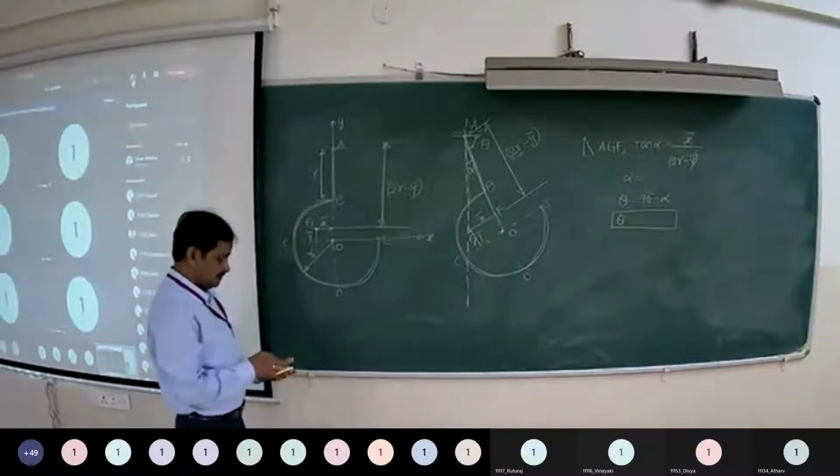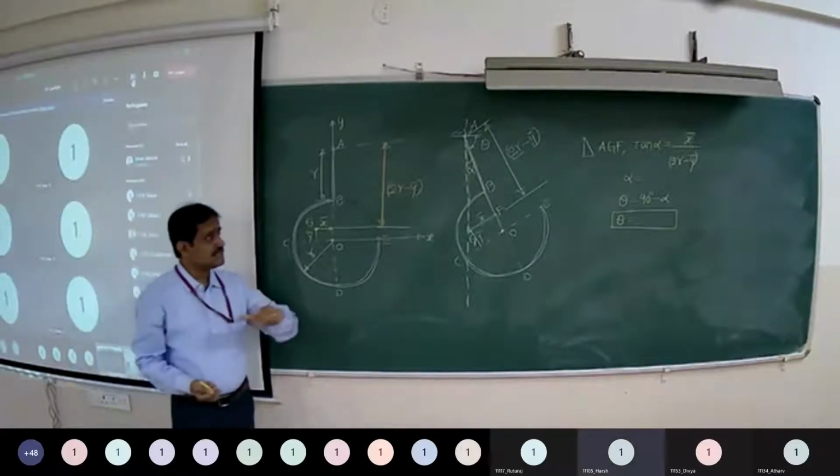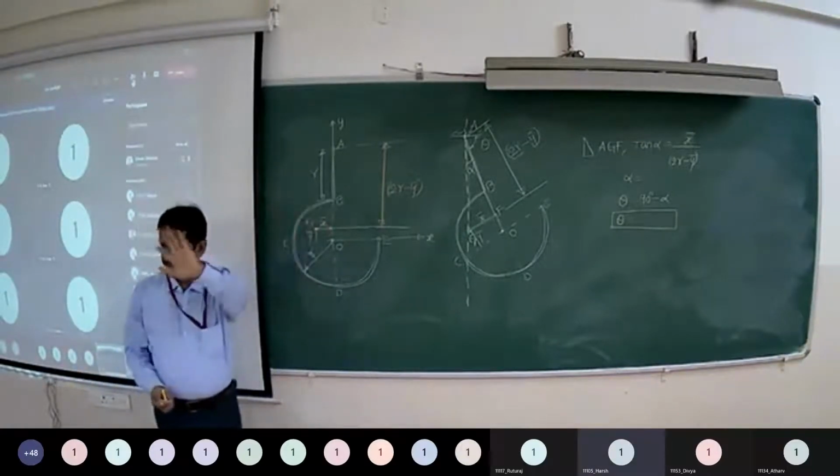Sir, the centroid should be on the lower half of the ring, sir. No, because it is on the left side but on the lower side, sir.